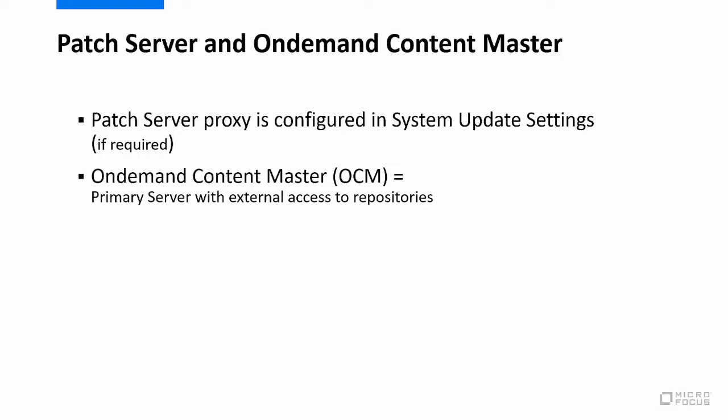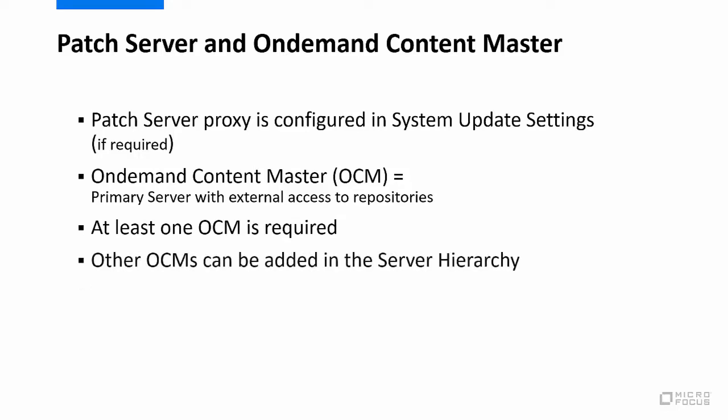An OCM is a primary server that has external access so that it can retrieve patches from the source repositories. One OCM is required at minimum for the new patch system. Additional OCMs can be added later in the server hierarchy section of the main configuration page.